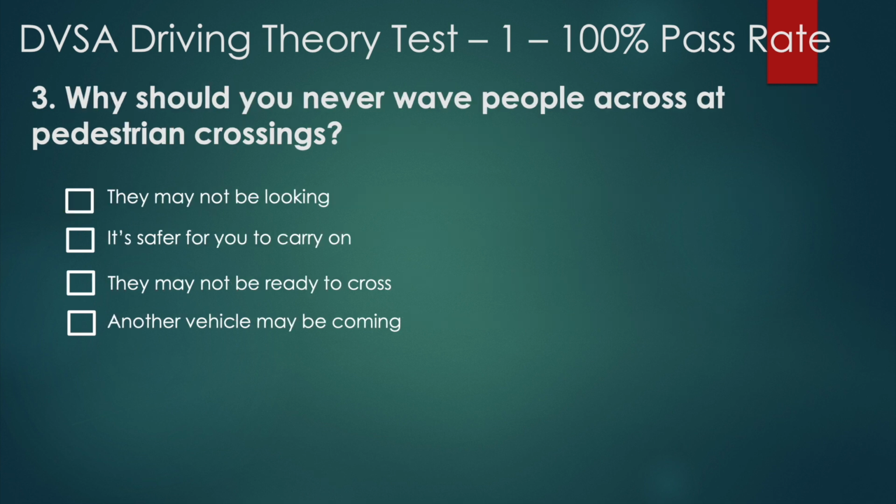3. Why should you never wave people across at pedestrian crossings? A. They might not be looking. B. It's safer for you to carry on. C. They may not be ready to cross. D. Another vehicle may be coming. And the answer is D. Another vehicle may be coming.